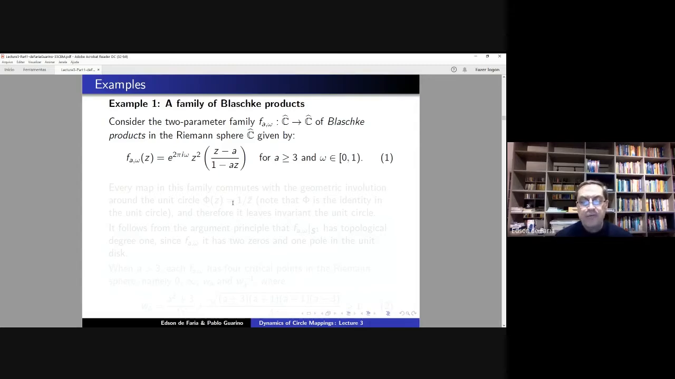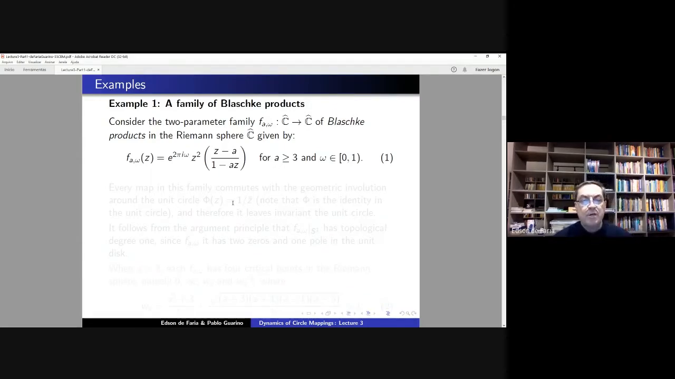They have a general form, and this family that I'm defining here is a subfamily of that. The class of Blaschke products is much larger than what you see here. But here I'm giving you a two-parameter family. There is this parameter omega that gives you something like a rotation.